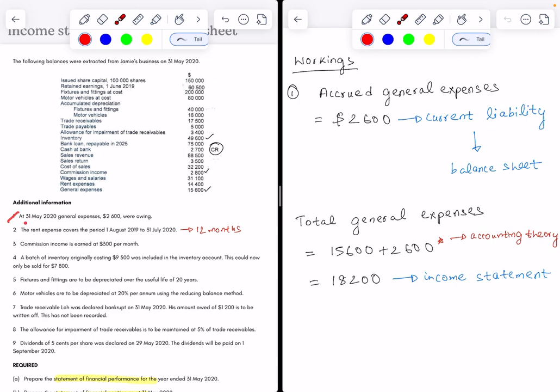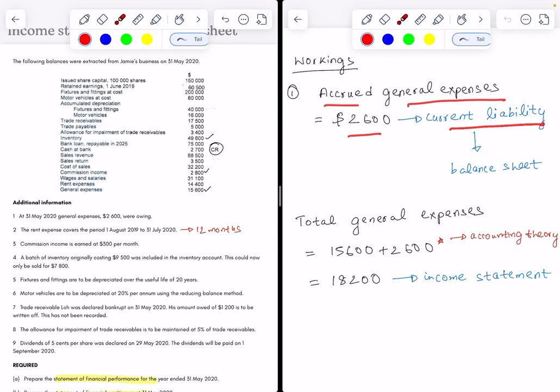So let's look into the first information that we have got. At 31st of May 2020, general expenses $2,600 were owing. So we understand that we are preparing the income statement and the balance sheet for the year ended 31st of May 2020. And at 31st of May 2020, we have got $2,600 of general expenses which were owing. This is also referred to as accrued general expenses of $2,600, which falls within the definition of a current liability, because this is an expense which we have incurred but we still have not paid for it using cash at the end of the year on 31st of May 2020.